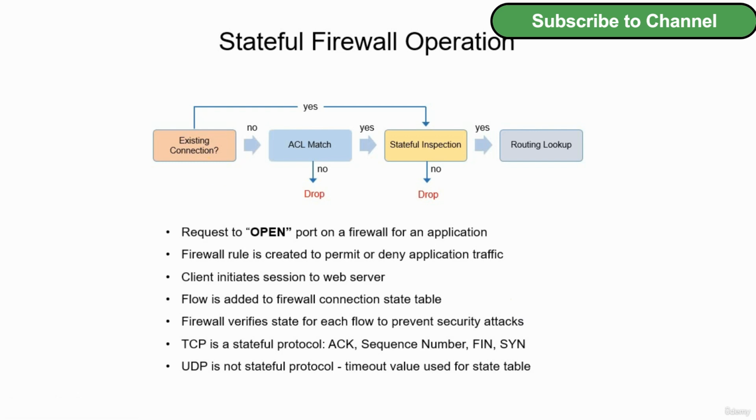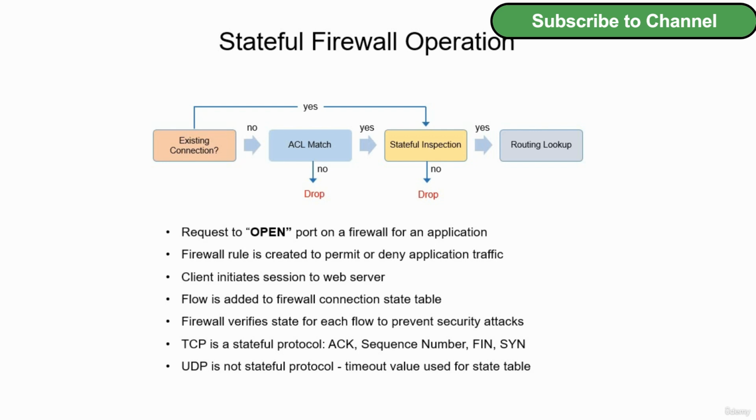So the firewall says, is this existing? If it's not, it will go to an ACL match. It'll see if there's an ACL match, and if there's no match in it, it'll drop it. If there is, it'll say, okay, this is permitted. Then it'll go on to stateful inspection. If there's no problem with the stateful inspection, with the flags, with TCP, for example, or UDP timeout, if everything is fine with the state of the flow, it'll send it off to a routing lookup, and off it goes. If it doesn't, it'll drop the packets.